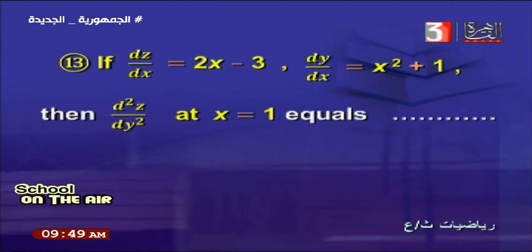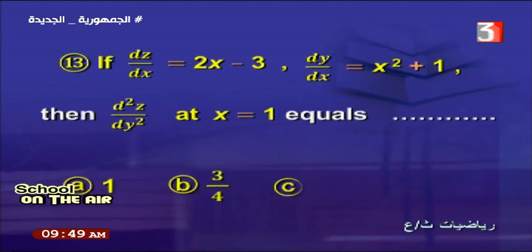If dz/dx equals 2x minus 3 and dy/dx equals x² plus 1, then d²z/dy² at x equals 1 equals 1, 3/4, 3/2, or 4/3. Now we have dz/dy equals dz/dx divided by dy/dx. Then dz/dy equals (2x minus 3) over (x² plus 1).